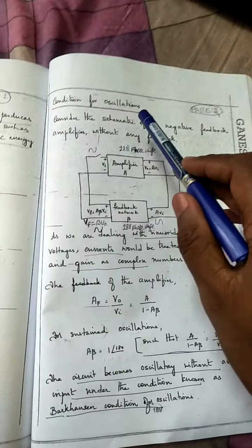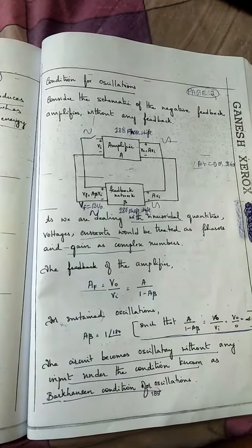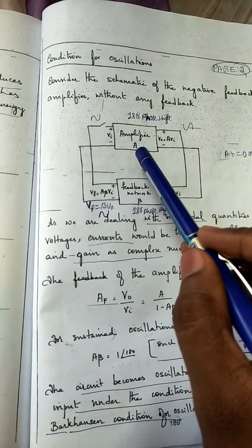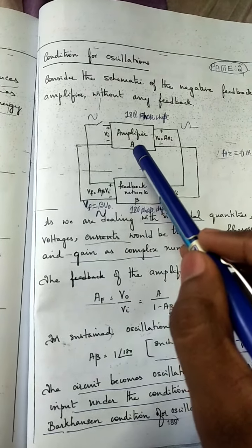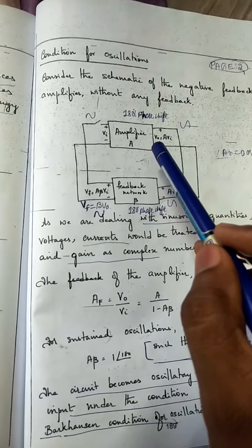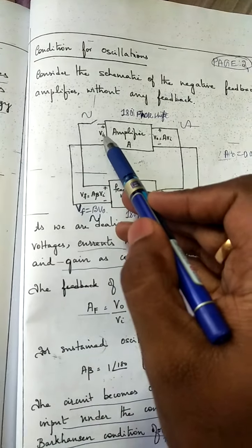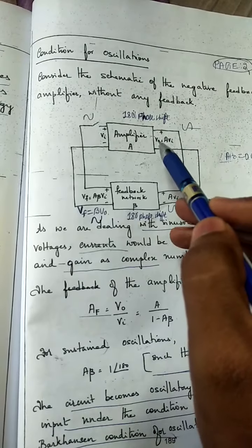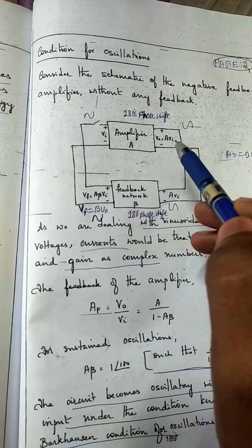Before that, you should know the conditions for oscillations. This is an amplifier having a gain A, the open loop gain A. As you all know, gain is the ratio of output voltage to input voltage. The output voltage is V0 and the input voltage is Vi. Therefore A is equal to V out by Vi, and therefore V out is equal to A into Vi.